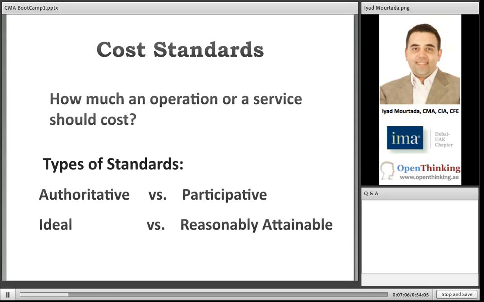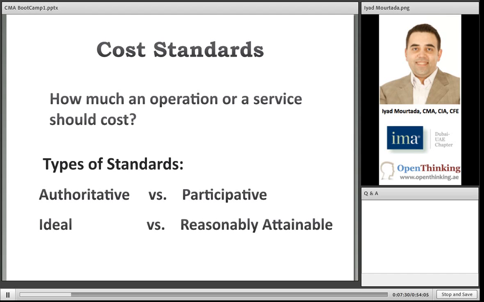Now, let's move to costing a little bit. The cost standards are really important for us to establish: how much an operation or a service should cost. There are many ways for us to look at the cost. It can be authoritative or participative. The top management will say this is the cost, or the participants will say this is the cost. Or it can be ideal or realistic.